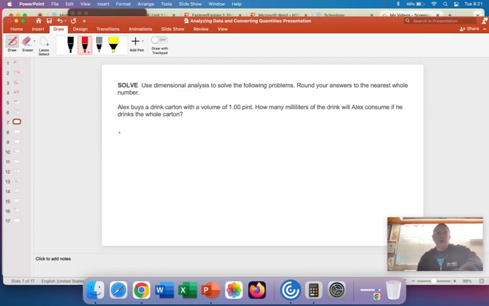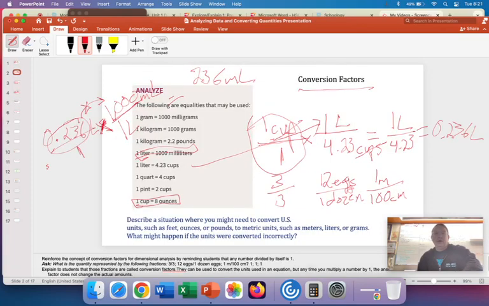And then do one more. Alex buys a drink carton with the volume of 1 pint. How many milliliters will Alex consume if he drinks the whole carton? So how many milliliters is a pint? We don't have a straightforward equality for that. I know a pint is 2 cups, and I know a liter is 4.23 cups, so same deal.